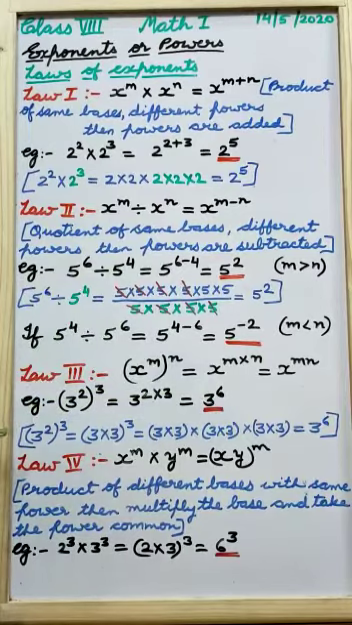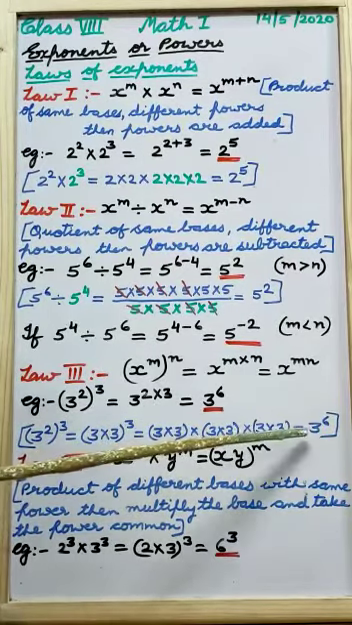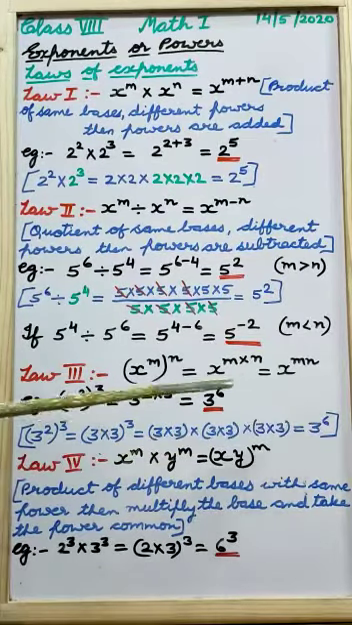In derivation, if we see 3 square can be written as 3 into 3 and whole raised to power 3 or cube is there, so it can be written as 3 into 3 into 3 into 3 into 3 into 3 and in all we get answer 3 raised to power 6.